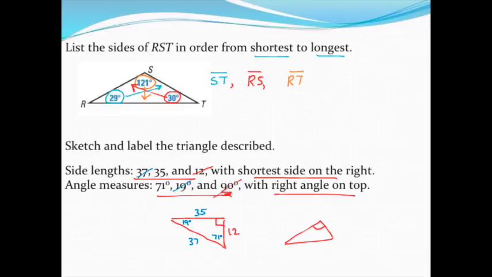So that's what I'm looking for. I want to make sure that smallest side and smallest angle are opposite each other. You can't just put the numbers wherever you want to. They have to sort of match up, smallest to smallest and largest to longest, I suppose.